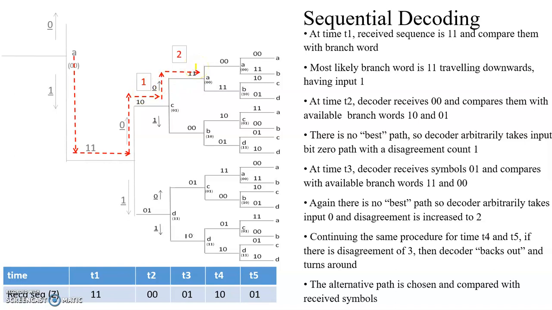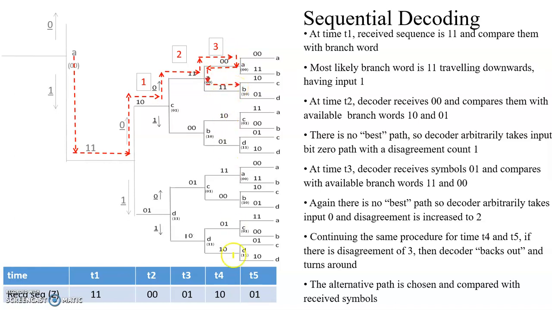Now here again there are two paths and it is compared with 1, 0. None of them are matching, so we choose the upper path and the disagreement count will be 1 plus this 2, and it is going to be 3. Now the criteria is, if the disagreement count is 3, then we turn around. So we are going to turn around and move on to the other branch. So we are moving on to this branch.